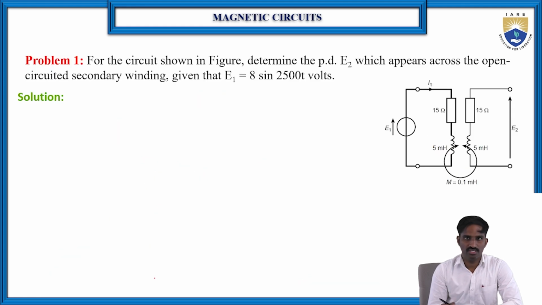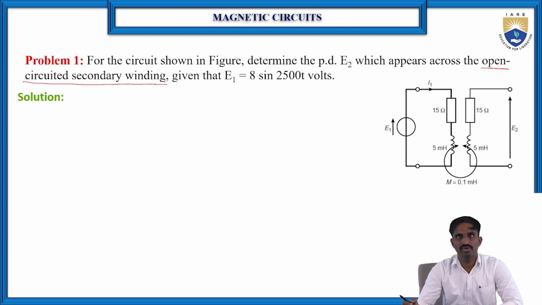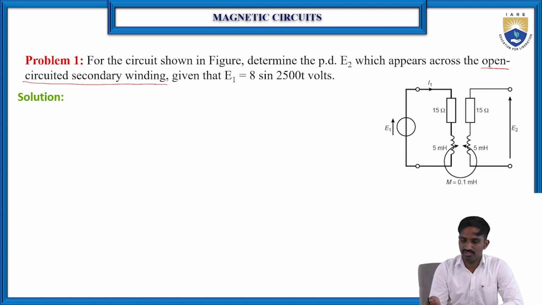Then, based on this concept, let me try to solve some basic problems. Let me read the problem. For the circuit shown in this figure, determine the potential difference E2 which appears across the open circuit secondary winding. Of course, here they have given the condition that the secondary winding is open circuited. Given that E1 is equal to 8 sine 2500t volts, find E2. This circuit is similar to the previous circuit that we considered to find E2 in terms of the primary winding parameters.